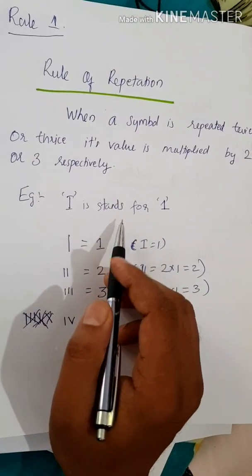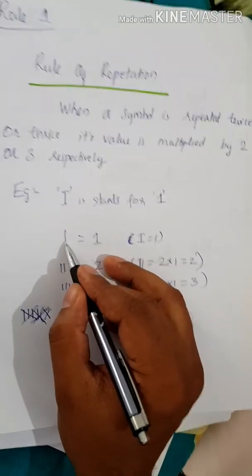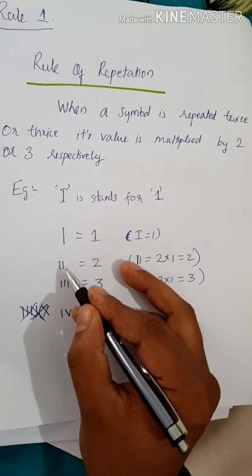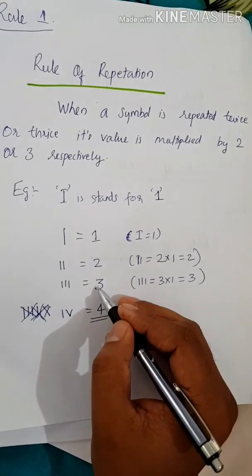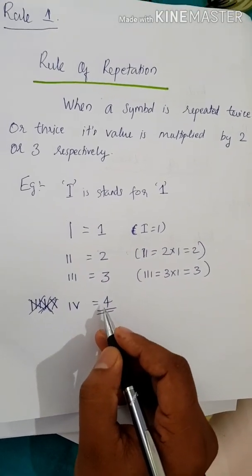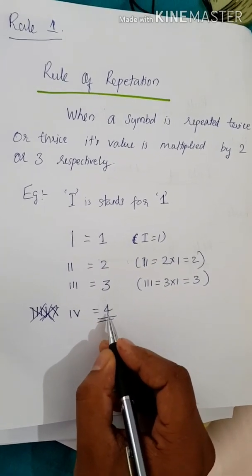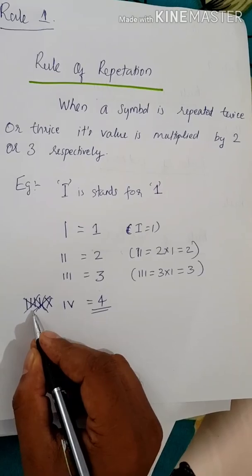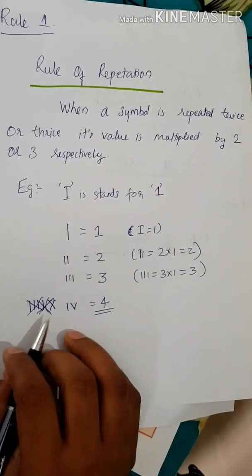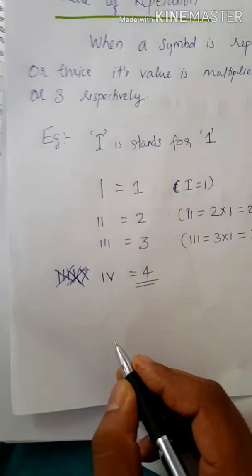Okay students, once again we can write 1 as I, 2 as II and 3 as III, and 4, we cannot write as IIII. 4 times we cannot write I. We can write 4 like IV.